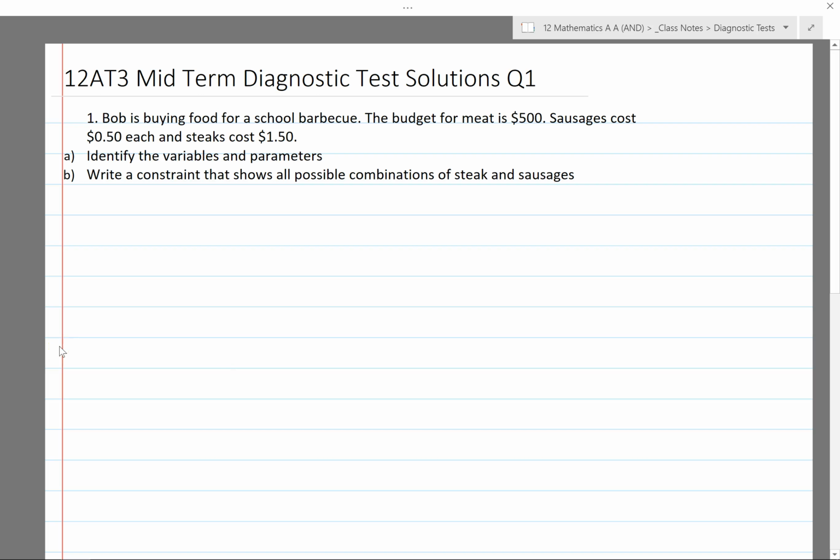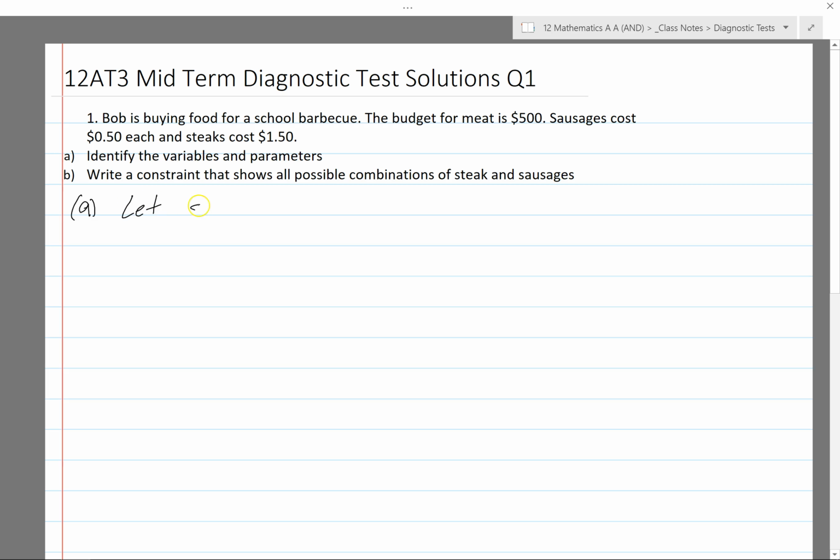Solutions to the midterm diagnostic test. Question 1. Bob is buying food for a school barbecue. The budget for the meat is 500, sausages cost 50 cents each, and the steaks cost $1.50. Part A, identify variables and parameters. So Bob's real question is, how many sausages and how many steaks should I buy?